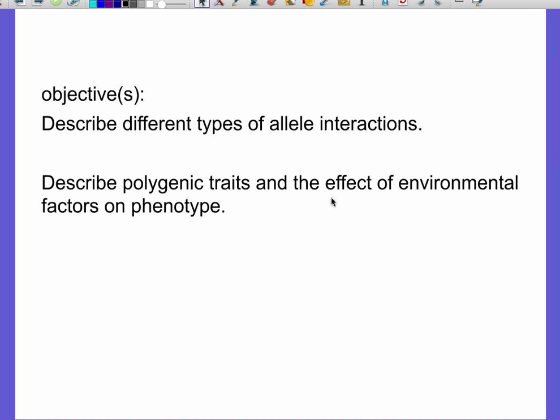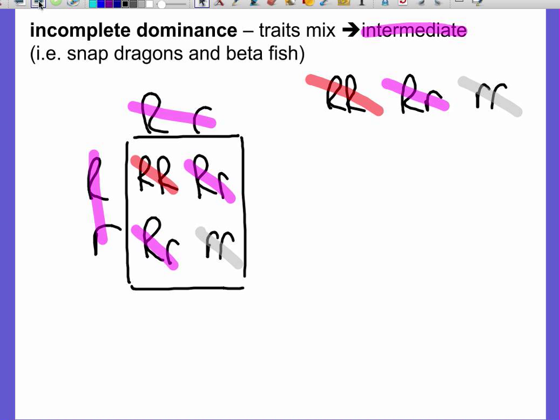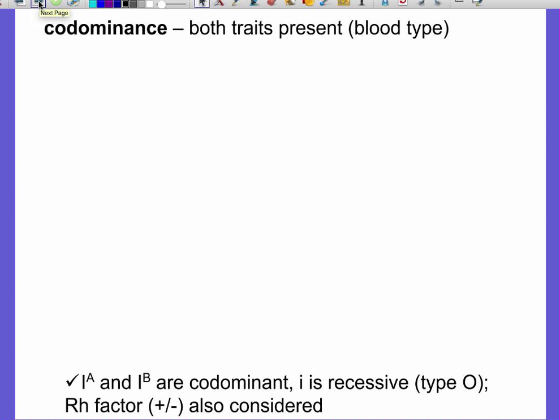All right, this is the second video for section 2 of chapter 7. We have another allele interaction to deal with. We're doing codominance this time. And codominance, the main example that we're going to use for this is blood type in humans.